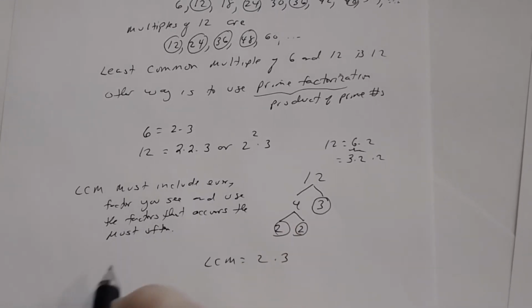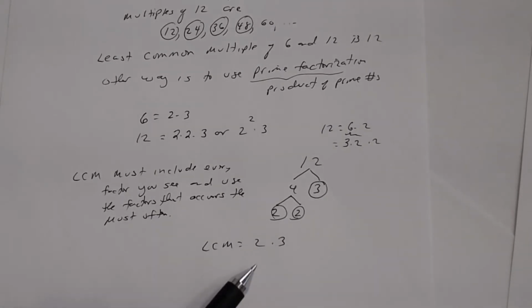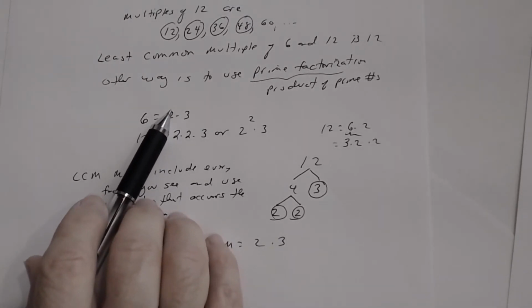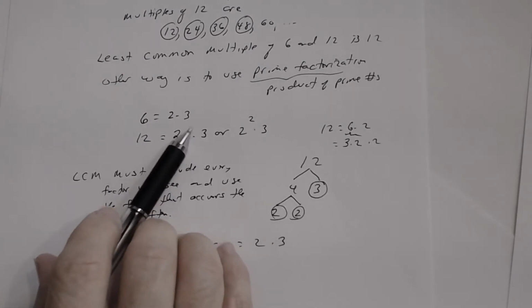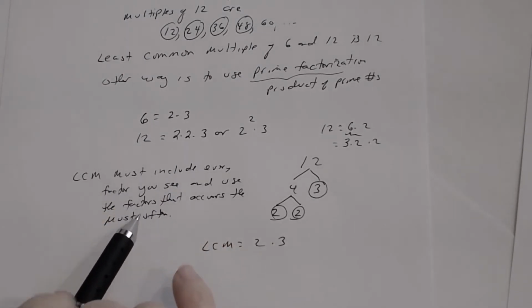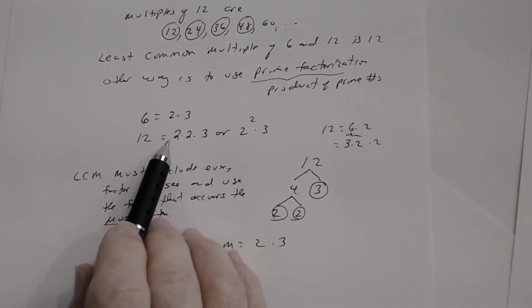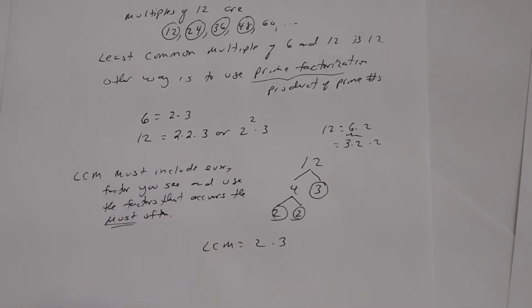Okay, now I know that doesn't make any sense, but listen to what I'm about to say. So I need a factor of 2, right? Okay, so how many factors of 2 are in 6? 1. How many factors of 2 are in 12? 2. So I need 2 of them. So you use the one that occurs the most often. So 2 factors of 2 occur here, and then there's only 1 factor of 2 here. So I'm going to need 2 factors of 2.